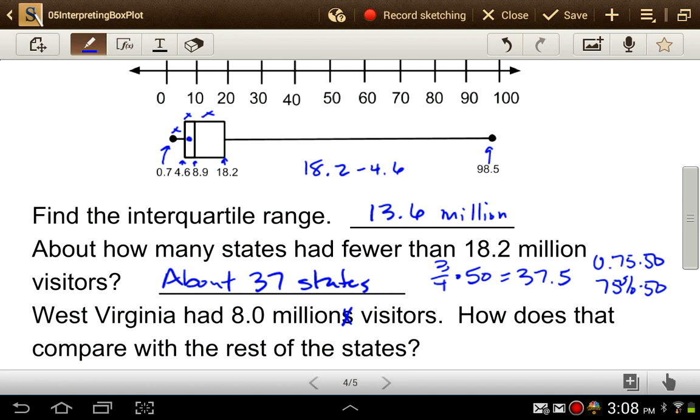Okay, so that 8 million visitors that they had, how does that compare? Well, that's going to be less than 50. Okay, so they are on the left side of the median. So I would say less than 50%, but greater than 25%. Okay, and that's where their data falls. How does that compare? Well, they're between the 25th percent and 50th percent. You could write it that way too.